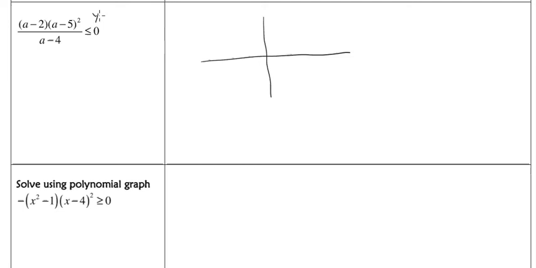So that all being said, we've got a few things that we want to start off with. First, let's graph our roots. We've got a root at positive 2, and that's from the a minus 2. So we have a root of 2. We have a double root at 5, because it's squared, so there's 2 fives. We also have an asymptote here at 4, and so let's go ahead and work with that one.